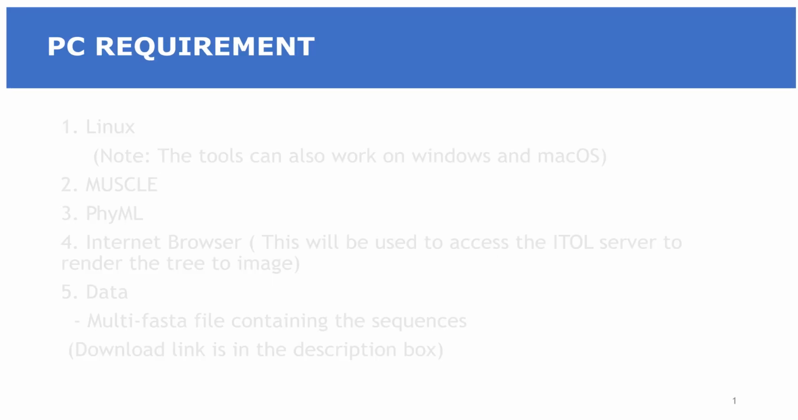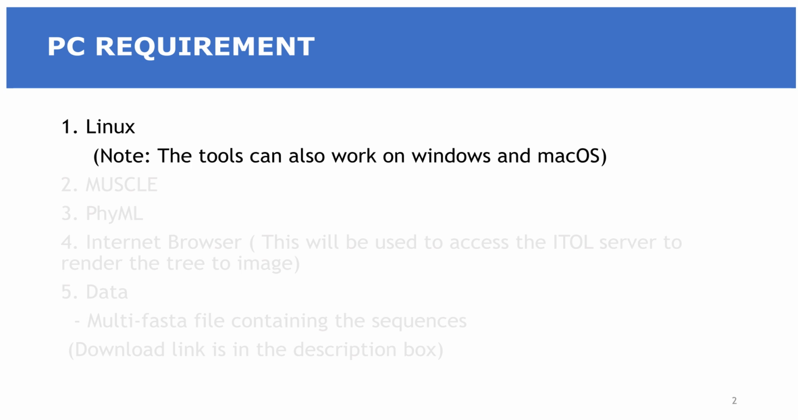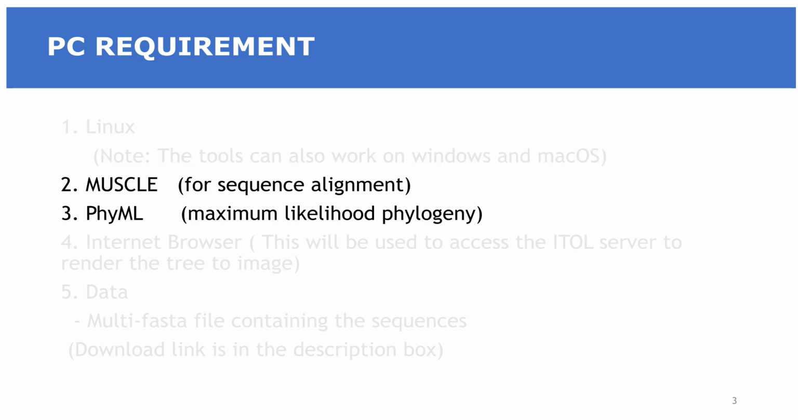In order for you to follow this tutorial, you need to make sure you have a Linux PC. Please note that the tools we are going to use can also be run in Windows and macOS, but for this tutorial, I will demonstrate using a Linux environment. You also need to make sure you have MUSCLE and PhyML installed. MUSCLE will be used to generate the sequence alignment file, and PhyML will be used to generate the phylogenetic tree.